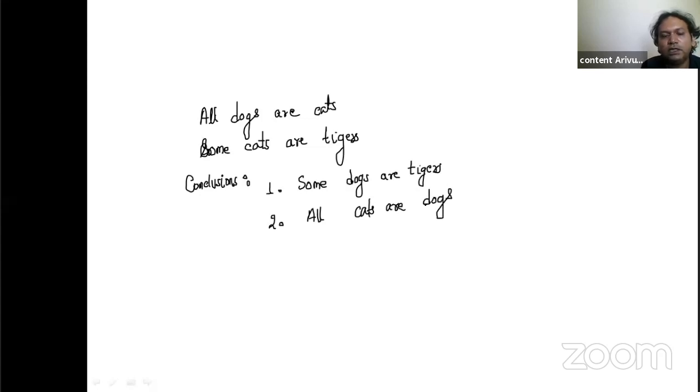Now, what will be the answer for this particular question? Look at the question here. All dogs are cats, some cats are tigers, and the conclusions are some dogs are tigers, all cats are dogs. So just look at the question and post the answer. Is it A, B, C, D, E? What will be the answer for this particular question?